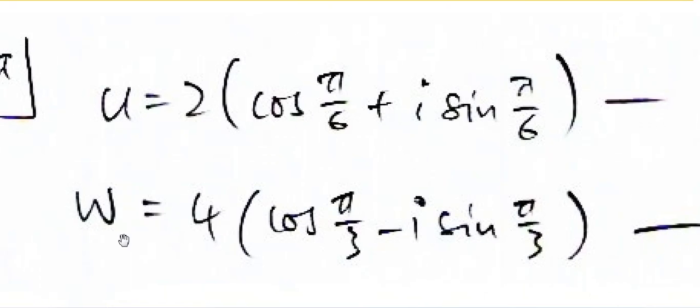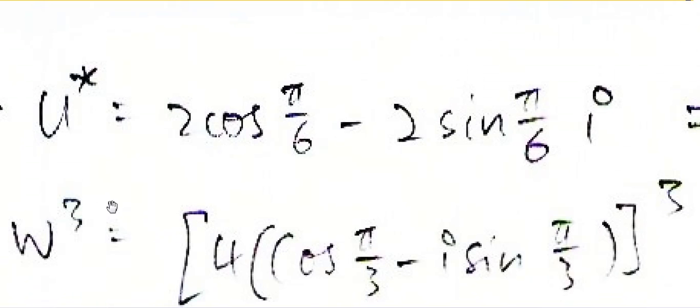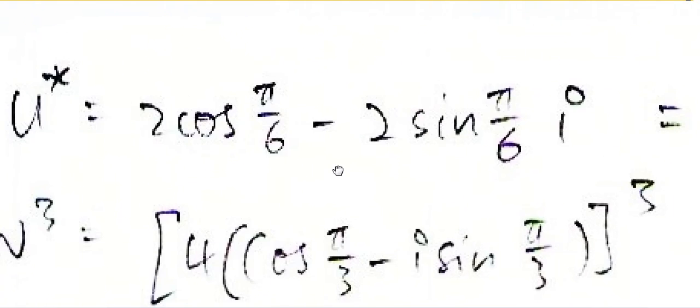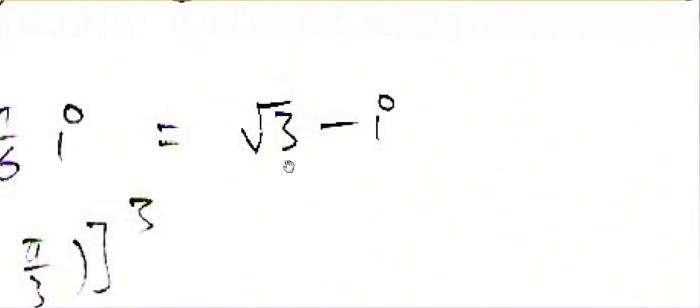The requirement is to find the modulus and argument of this function over here. So these are the given information. u equals 2 cosine pi over 6 plus i sine pi over 6, and w equals 4 cosine pi over 3 minus i sine pi over 3. To get u conjugate, we simply flip the sign in the center, and using your GC, you should be able to get root 3 minus i.